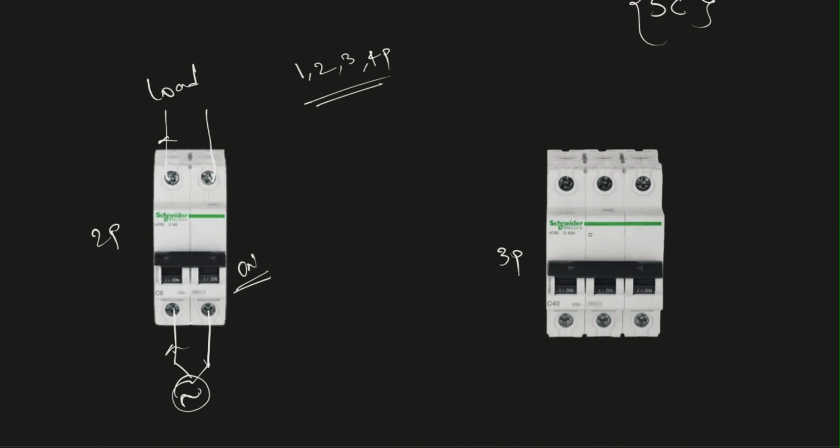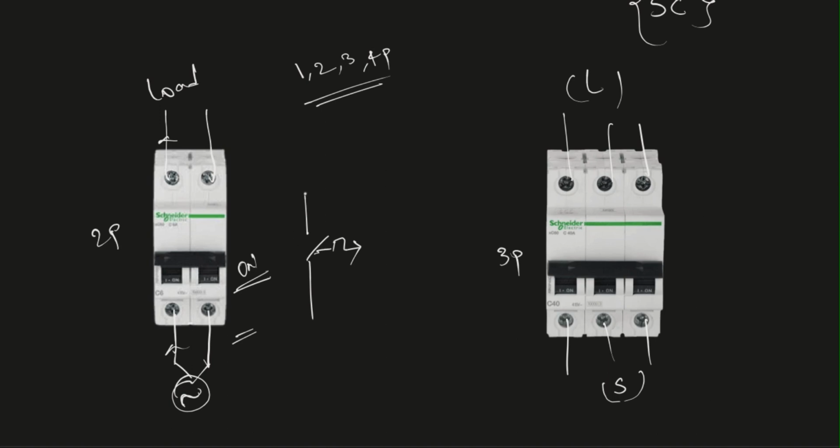And here is the 3-pole MCB, same, you have R, Y, B phases and load is connected here. This is load terminals and these are source terminals. Let us see the single line diagram of 2-pole and 3-pole MCB. Basically, the single line diagram of an MCB looks something like this.